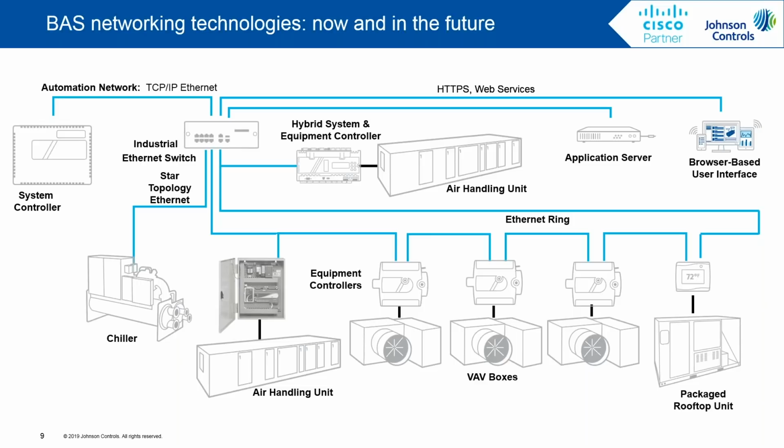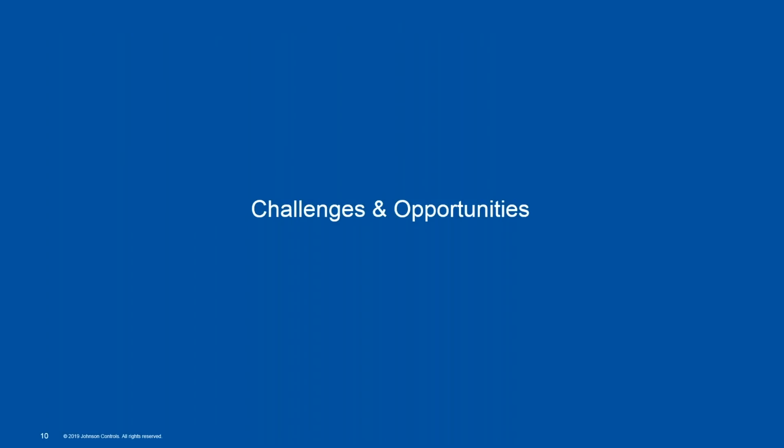So we're starting to see newer technologies like media redundancy protocol and ring topologies emerging to provide a balance between the installed cost and the network resiliency of Ethernet-based networks. So now I'd like to turn it over to Mel and Mark to dive into more details about those, as well as other challenges and opportunities with IP-based BAS networks.